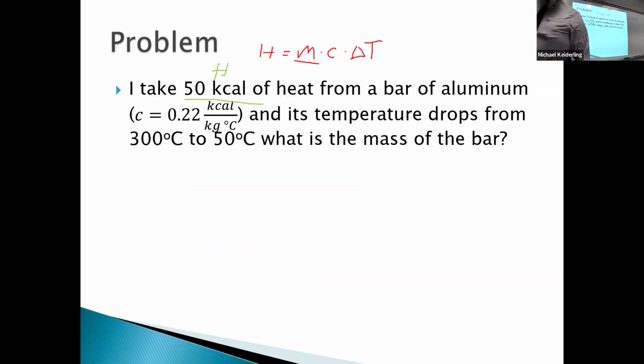If I take 50 kilocalories of heat from a bar of aluminum that has a heat capacity of 0.22 kilocalories per kilogram degree Celsius, and its temperature drops from 300 degrees Celsius to 50 degrees Celsius, what is the mass of the bar? So here we're going to be solving for mass.